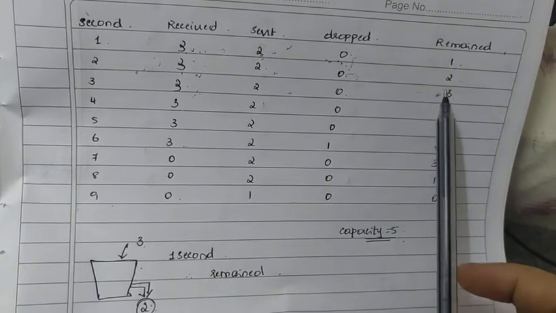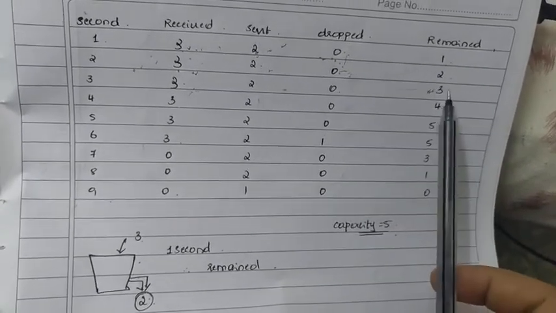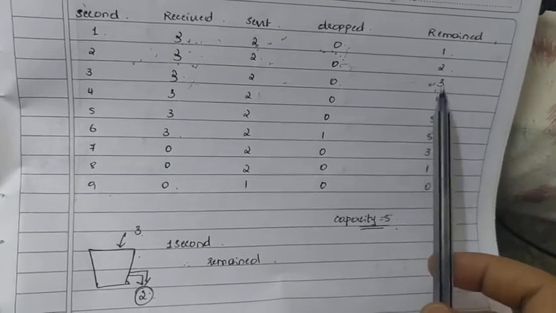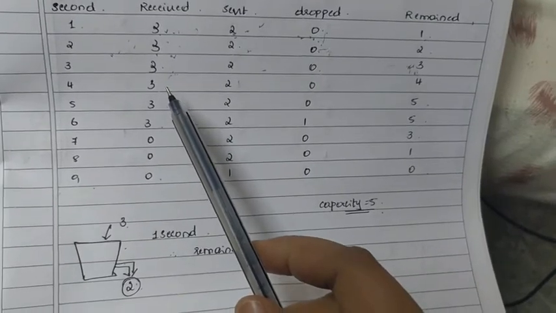So again, this 3 is within the capacity of the bucket, so there is no drop. Now 3 apples remain. Again for the fourth trial, you are adding 3 apples to this 3 apples.